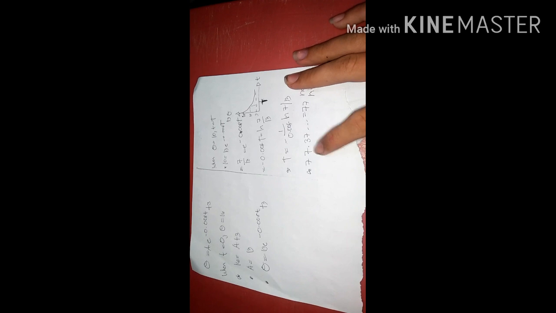To get T, all I have to do is divide both sides by 0.008. So the answer is 77.37. To the nearest minute, we round off 77.4, and not round up. So the answer is 77 to the nearest minute. And that's all for today on exponential decay.